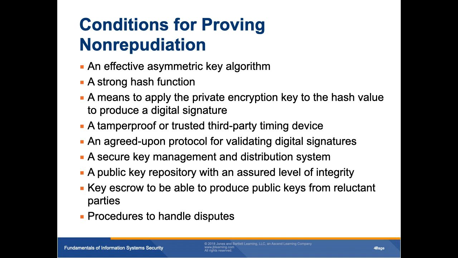Conditions for proving non-repudiation: an effective asymmetric key algorithm, a strong hash function, a means to apply the private encrypted key to the hash value to produce a digital signature, a tamper-proof or trusted third-party timing device, an agreed-upon protocol for validating digital signatures, a secure key management and distribution system, a public key repository with an assured level of integrity, key escrow to be able to produce public keys from reluctant parties, and procedures to handle disputes. These are all required for proving non-repudiation.